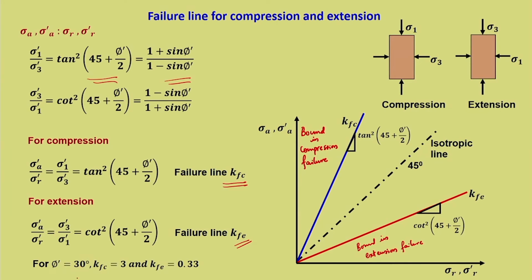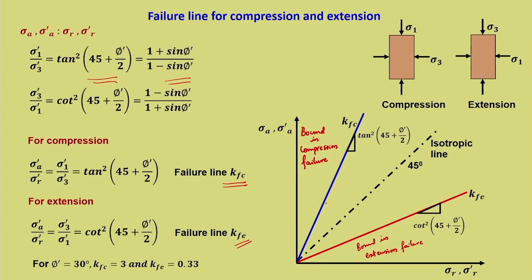Okay. So, this is how it will look like, and for example, if you take phi dash is equal to 30 degrees, then you substitute this, you will get KF of compression will be equal to 3. So, that is more than this. This is only to show the relative position of KF compression and KF extension with respect to the isotropic line. Now, isotropic line you have K is equal to 1. Now, here KF of compression is equal to 3, so the slope will increase, and KF of extension is 0.33, so slope will be less than 1. So, the relative position of KF compression and KF extension is known. So, this is how it will look like.